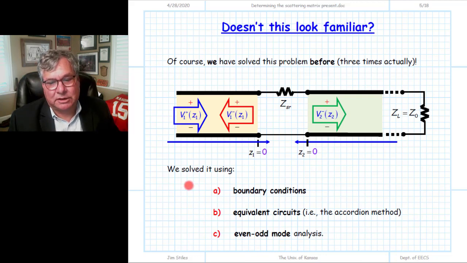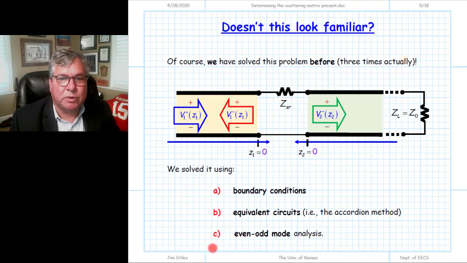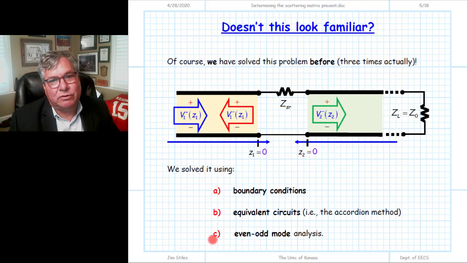Analyzing microwave circuits: the techniques, boundary conditions, equivalent circuits, the accordion, odd-even mode analysis, whatever is valid, you need to do that analysis. The most important thing is to set up the experiment. Again, terminate things in matched loads. Have only one incident wave.